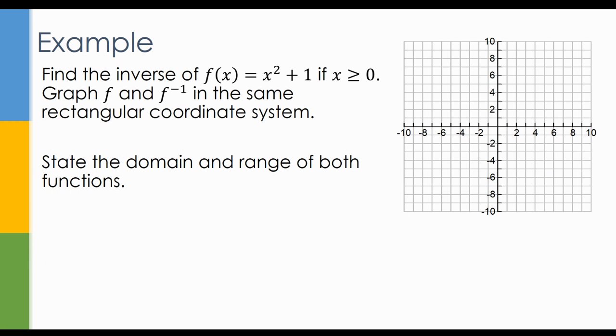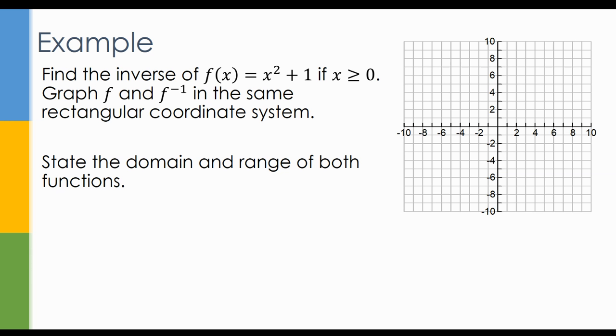Okay, so when they're giving you ordered pairs, it's pretty easy to determine what your inverse function ordered pairs are going to be. You're not always going to have that. So this time I want us to look at the inverse of f of x equals x squared plus 1, but this only happens if my domain has x greater than or equal to 0. We're going to graph the function f and then the inverse function on the same rectangular coordinate plane. Then we're going to state the domain and range of our functions.